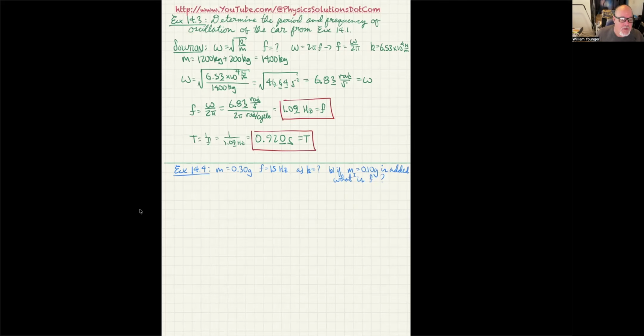So in this case, they're saying spider web. A spider of mass 0.30 grams waits in its web of negligible mass. A slight movement causes the web to vibrate with a frequency of 15 hertz. A, estimate the value of the spring stiffness constant k for the web, and then B, at what frequency would you expect the web to vibrate if an insect of mass 0.10 grams is trapped in addition to the spider? So that's what we're going to do here, and we have a solution.